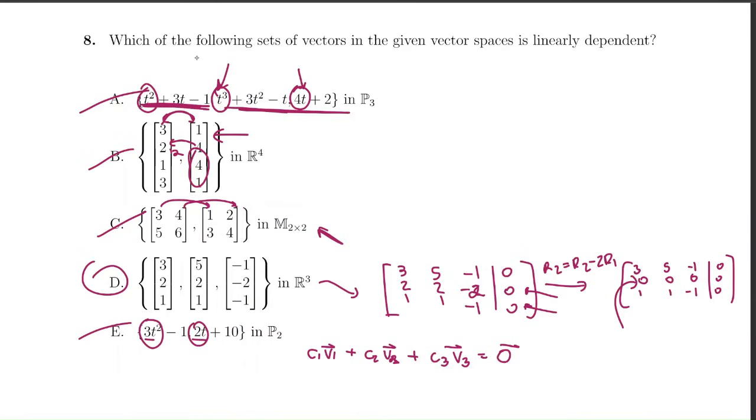And this row of zeros should signify to you that there will be more than one solution for c1, c2, c3 that gives you this expression. So because of that, it is linearly dependent. So the answer is D.